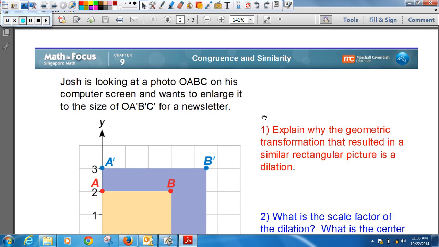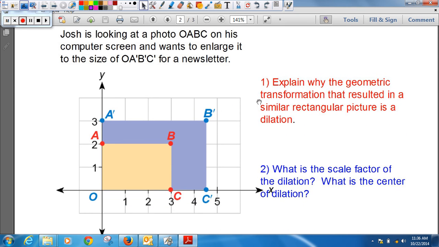Our next example then is the following. Josh is looking at a photo OABC on his computer screen and wants to enlarge it to the size of OA'B'C' for a newsletter. Explain why the geometric transformation that resulted in a similar rectangular picture is a dilation instead of the other 3. It's a dilation because the figures are similar. So anytime that you have something that ends up with similar figures, the only option is a dilation.